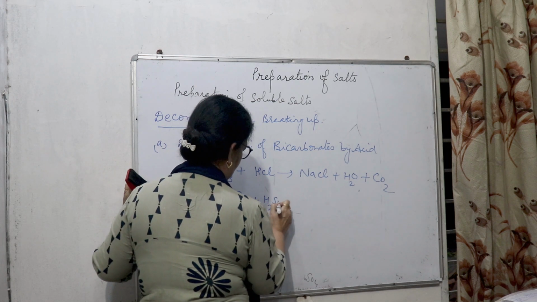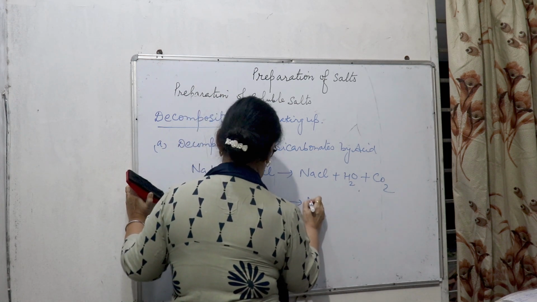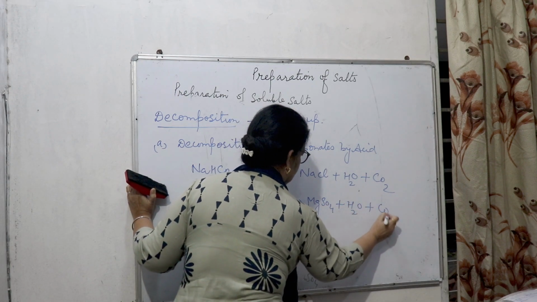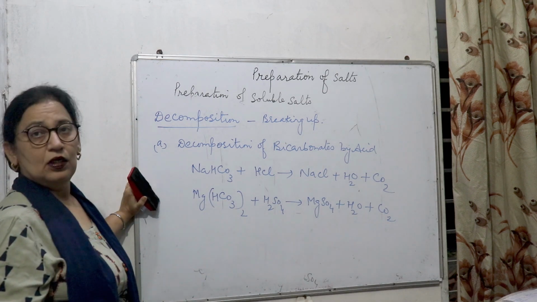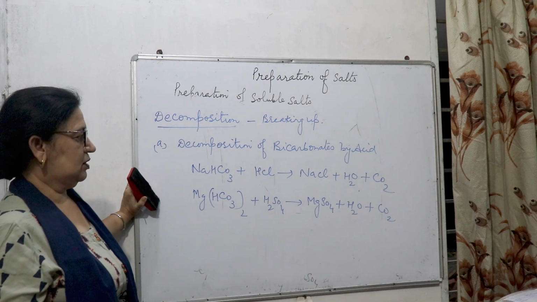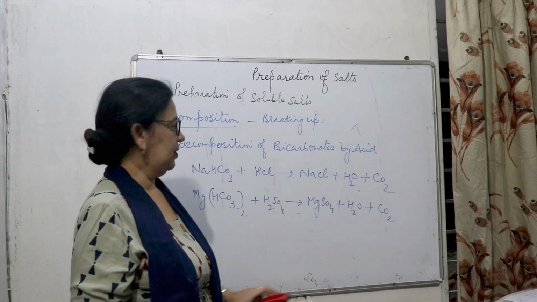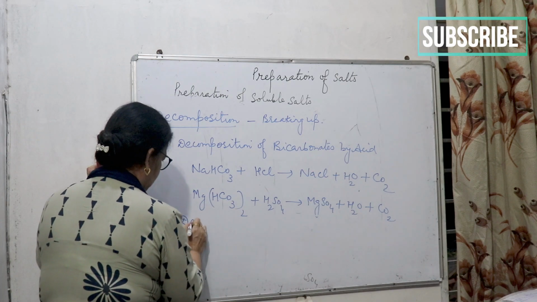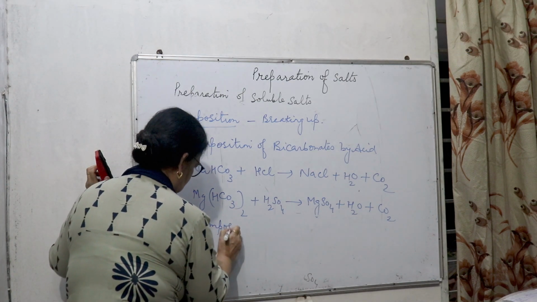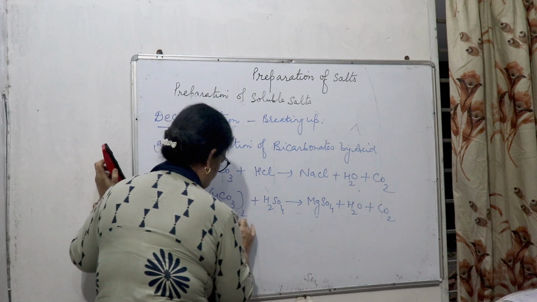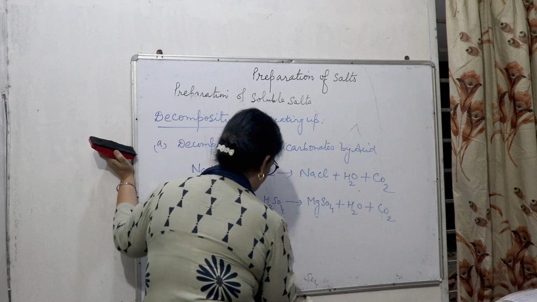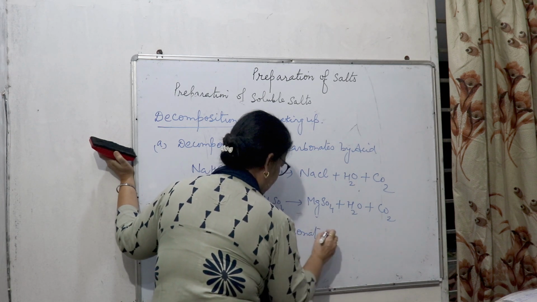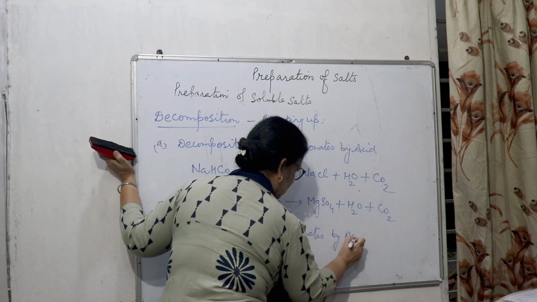Magnesium bicarbonate plus H2SO4 gives magnesium sulfate plus water plus carbon dioxide. This is also decomposition of bicarbonates. So these two are the soluble salts prepared by this method. Second, B part, that is decomposition of carbonates by acids.